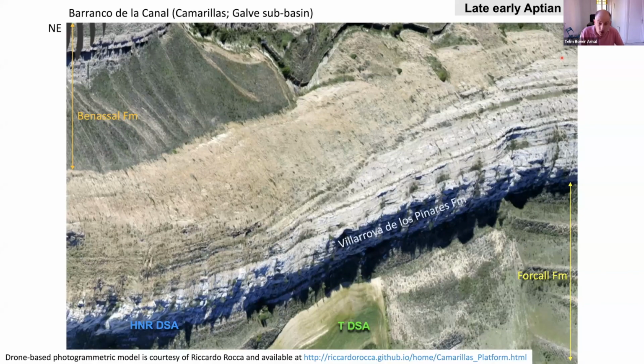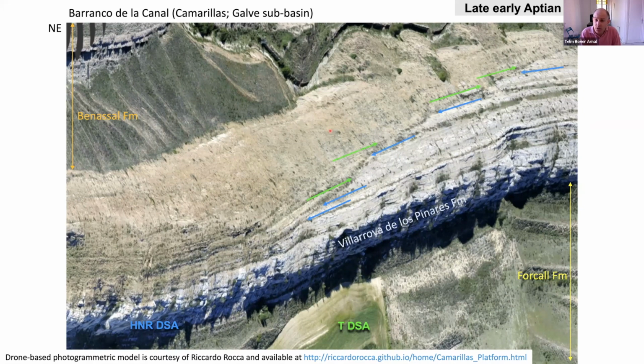This is a drone-based model of this outcrop of the Barranco de la Canal in the area of Camarillas. Below, you have the transgressive basinal marls with ammonoids of the Forcall formation, and above, there are the highstand aggrading platform carbonates with rudist and corals of the Villarroya de los Pinares formation. You can note that in the upper part of the Villarroya de los Pinares formation, the color changes. Here below, it has a more grayish color, and above it has a more orangish color.